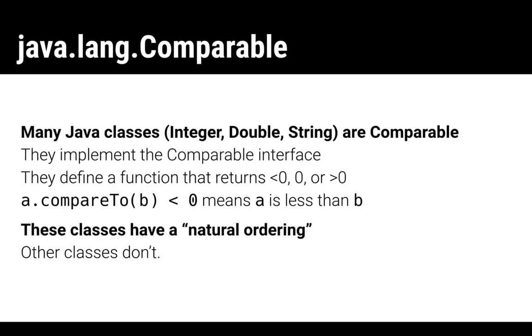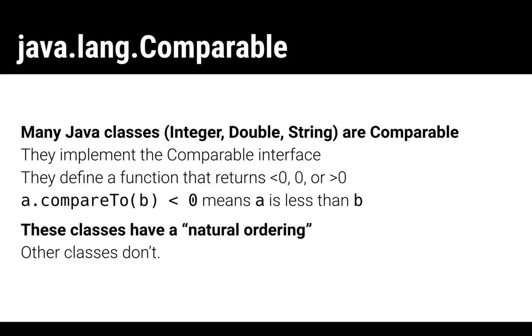So for starters, many Java classes, including integer, double, and string, support an interface called comparable, java.lang.Comparable. And what that means is they have a method called a.compareTo(b). And what happens is, if you say this string compareTo that string, if the answer is less than 0, that means that a is the smaller one. If it's greater than 0, that means that b is the smaller one. If it's equal to 0, that means they're the same.